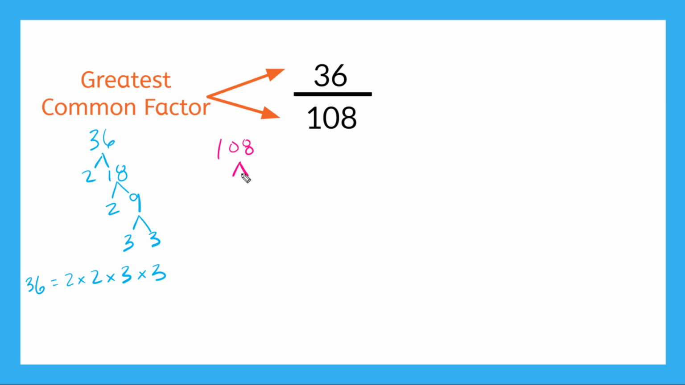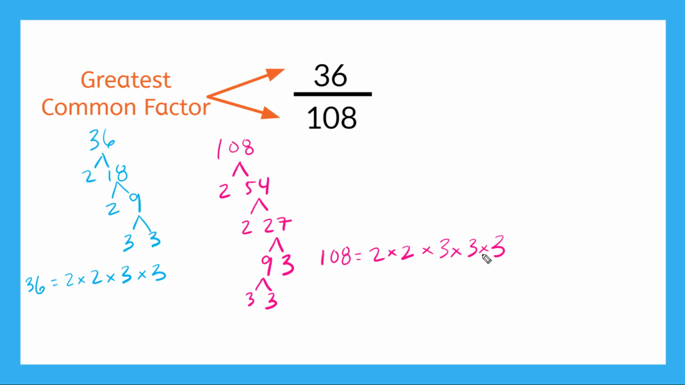So 108, if I divide by 2, I get 54. And if I divide 54 by 2, I get 27. And 27 breaks into 9 and 3, and 9 breaks into 3 and 3. So for 108, I'll write it over here, is equal to 2 times 2 times, I did this kind of backwards, but it's all these 3's. 3 times 3 times 3.